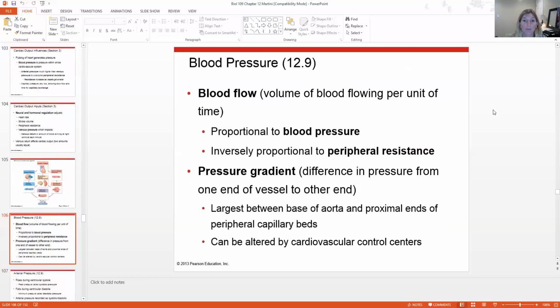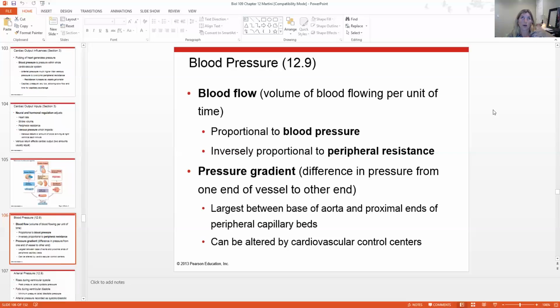So let's talk about blood flow. Blood flow is the volume of blood flowing per unit of time. It's proportional to blood pressure. It's inversely proportional to peripheral resistance. So there's a pressure gradient that exists. It's largest between the base of the aorta and the proximal ends of the peripheral capillaries.